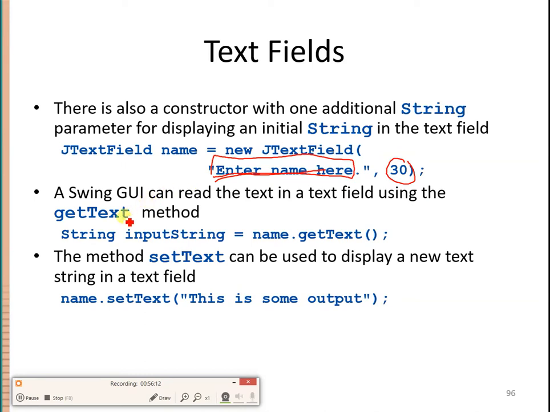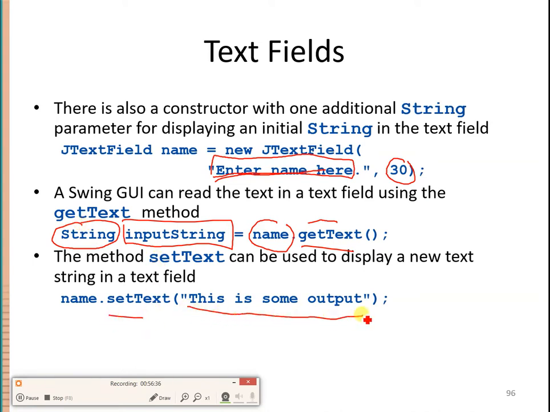We can get the string which is the current string in the text field by the method getText. So we have to write the object name, then call the method getText. We are going to get the input string, and we have to assign it to some string variable. If you want to change the text in the text field not by the user typing but inside the program, then we can call the method setText, and we can pass any string to this method, and the text of the text field is going to be changed.